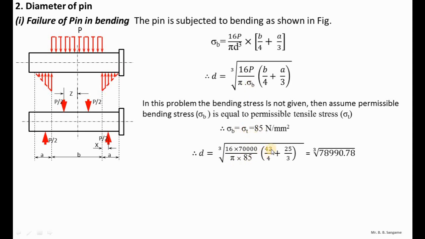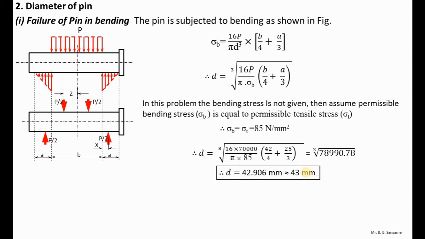B by 4. B is the thickness of eye and A is the thickness of fork. Already we have calculated B, which is 42 mm, and A is 25 mm. As per the calculation, I found that the diameter of pin is 42.906 mm. So I have rounded it to the next digit of 43 mm. So here I am going to take the diameter of pin as 43 mm.